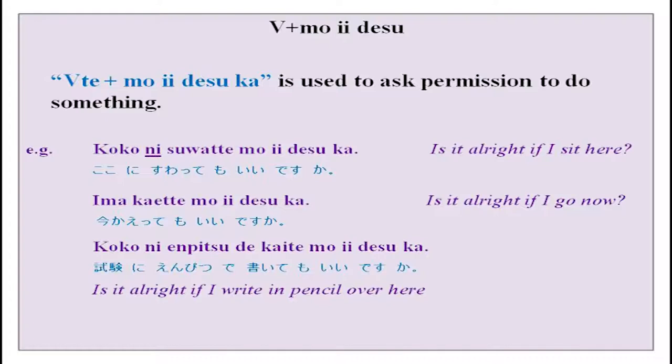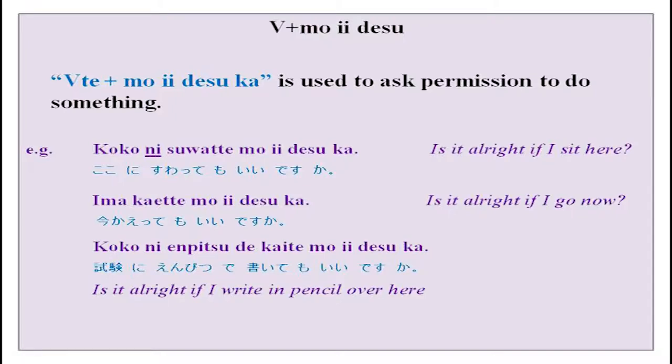Is it all right, please? So, you can see from the example, "Koko ni suwatte mo ii desu ka?" Is it all right if I sit over here? "Ima kaette mo ii desu ka?" Or "Saki ni kaette mo ii desu ka?" Saki ni means earlier than, before you. "Kaette mo ii desu ka?" Is it all right if I go now, or before you?